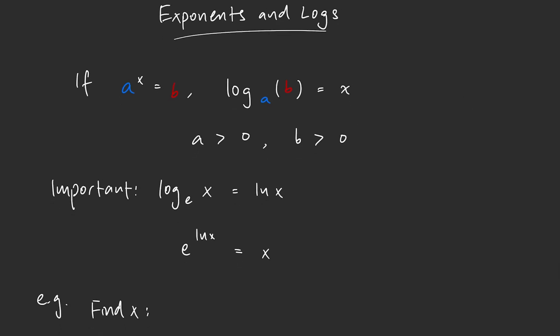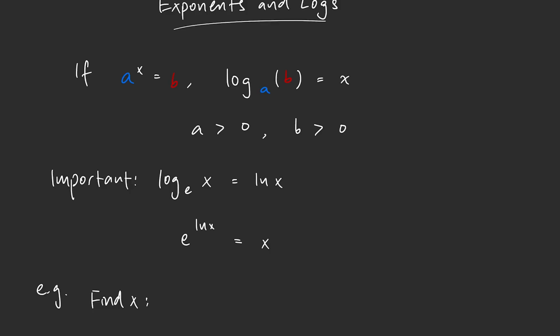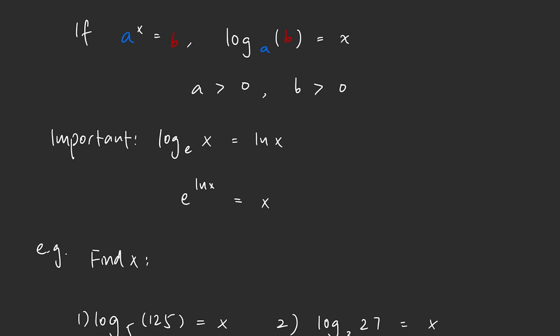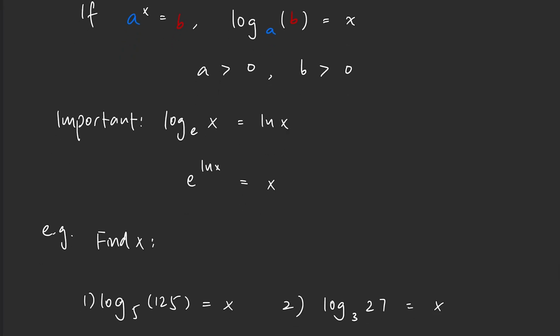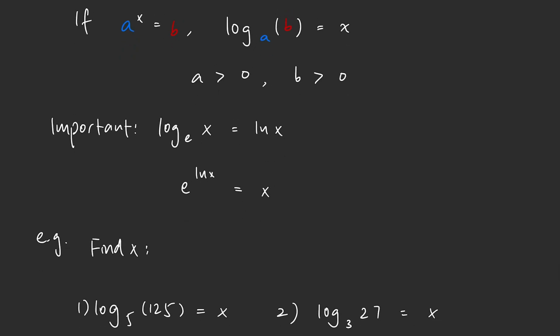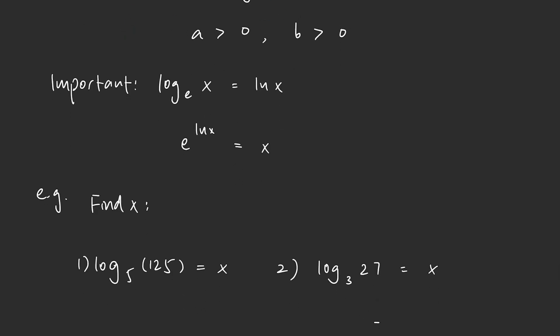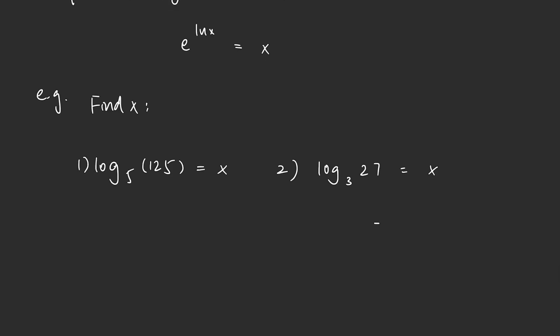And this is only true if a is greater than 0 and b is greater than 0. So we can't have negative numbers inside our brackets or as our base. That's something important that you should know. And secondly, we define what the natural log of x is, or ln of x. It is the log of x where the base is e. A property is that when you raise e to the power of ln x, you get x back. A lot of times you have to use this in order to simplify an equation.